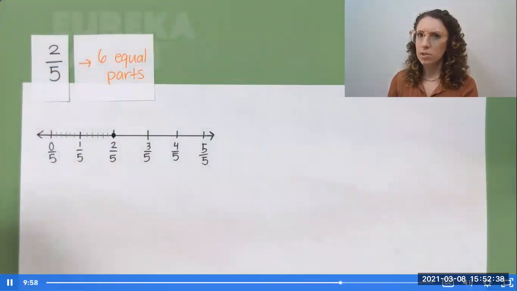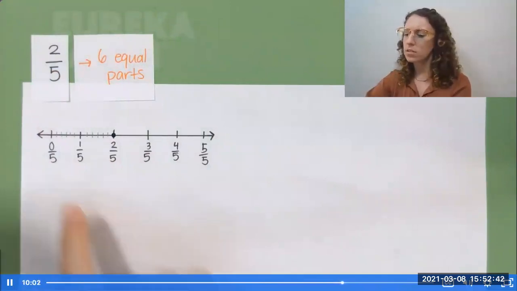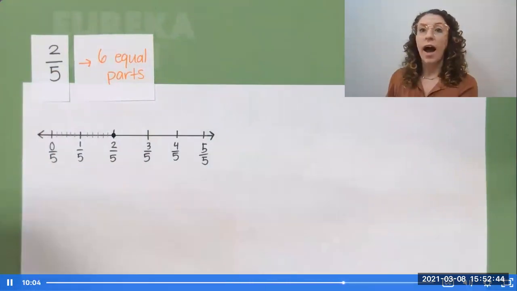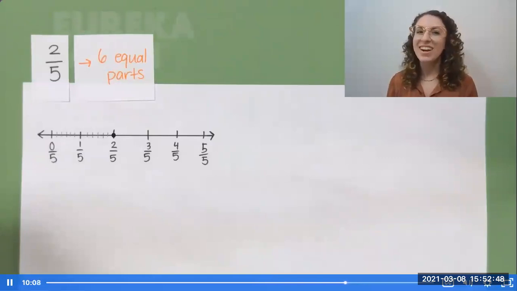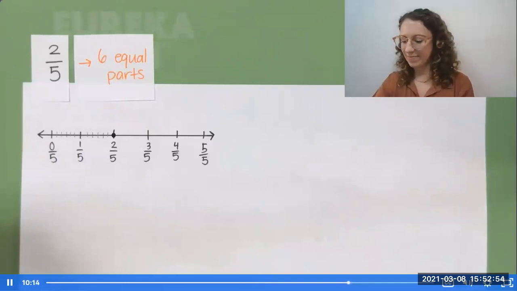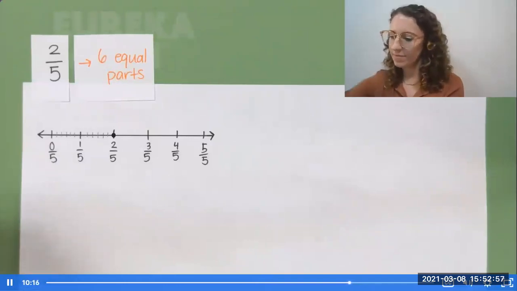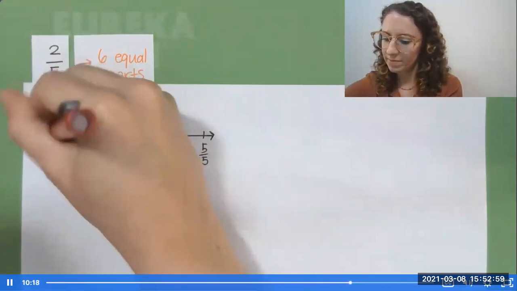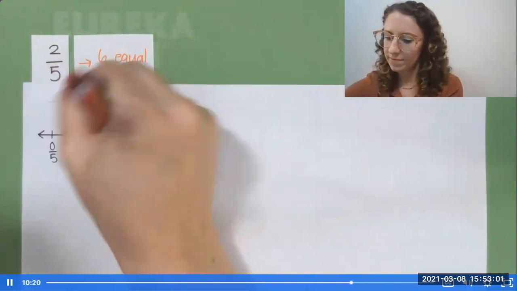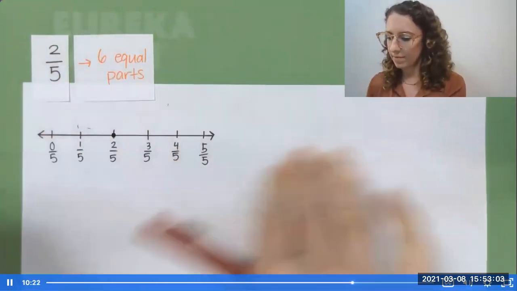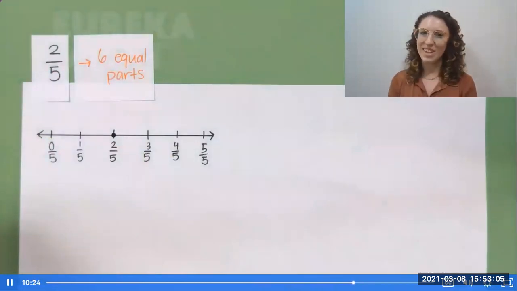Now, how many parts do I have in 2/5? 6 plus 6. I have 12. That's too many. I made a mistake that time, but no worries. While I erase, can you figure out what I should do instead? Okay, what do you think?